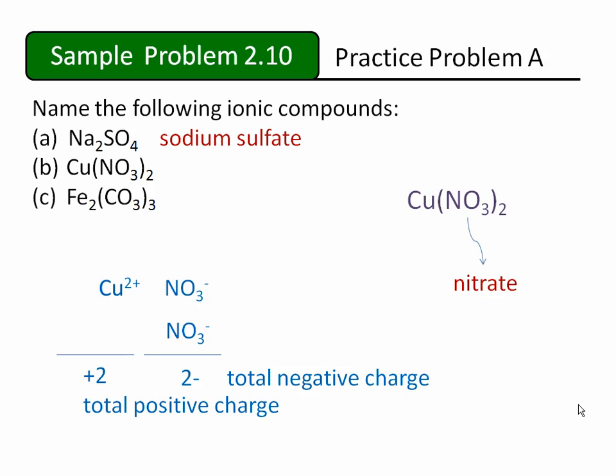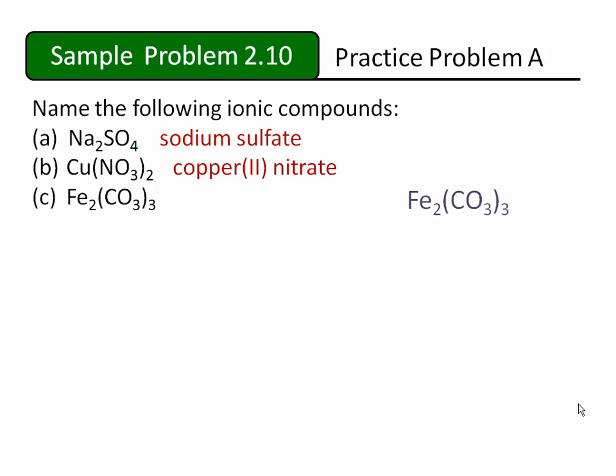Now we can fill in the proper name for our cation. We'll have to call it copper(II). And when we write the name for this cation, notice that there's no space between the name of the cation and the parentheses that hold the Roman numeral. The name of this entire compound then is copper(II) nitrate.